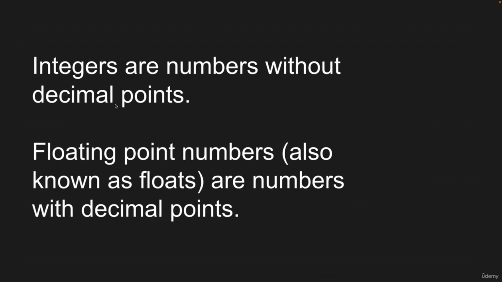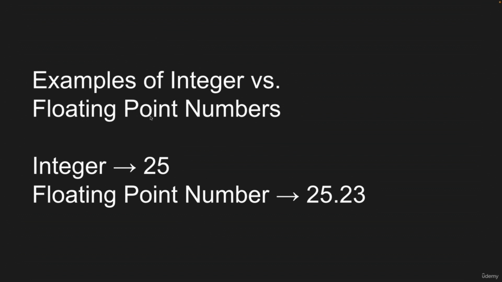So, integers are numbers without decimal points. Think about whole numbers like 5 or 10 or 20. They're integers because they don't have decimal points. Floating point numbers, also known as floats, are numbers with decimal points, like 1.23 or 2.34. Here are some examples: an integer right here, 25, and a floating point number, 25.23.